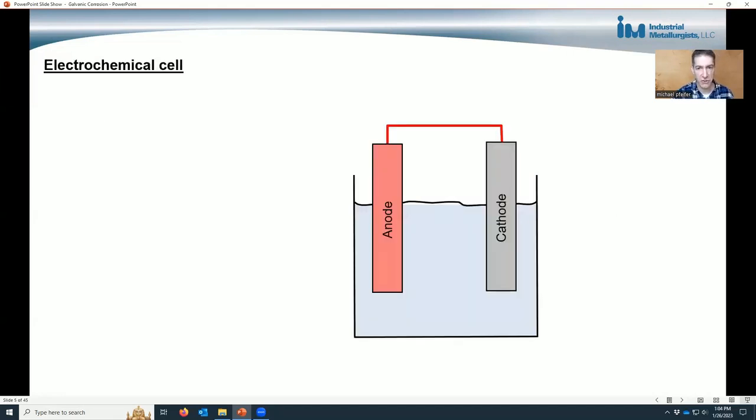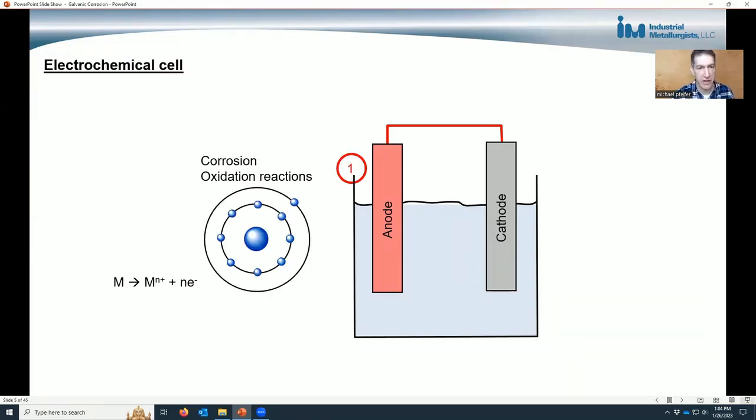This shows an electrochemical cell. In order for corrosion to occur, four elements have to be present in the electrochemical cell. The first is an anode. This is the metal at which the corrosion occurs and the oxidation reactions occur, where the metal atoms lose electrons. And the general form of the reaction is shown here, where a metal atom loses electrons and the metal atom becomes an ion.